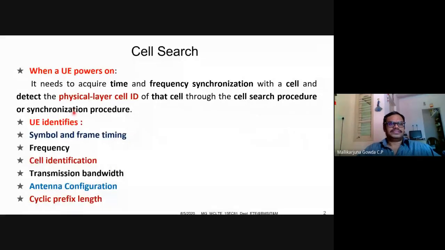During this cell search procedure, the user equipment will identify the symbol and frame timing, the frequency band, the cell identification, the transmission bandwidth, and the antenna configuration. As I said, there are different antenna ports, antenna port 0, 1, 2, 3, and it will determine the cyclic prefix length. These are the things identified by the user equipment while doing the cell search procedure.